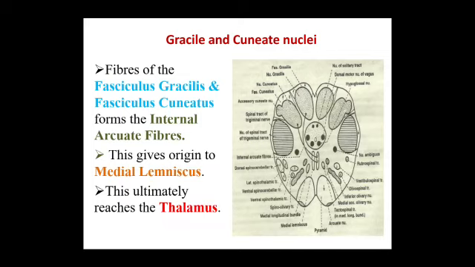The main feature you can see in the closed part is the gracile and cuneate nuclei. The fibers of the fasciculus gracilis and cuneatus, at the level of sensory decussation, you can see the internal arcuate fibers. This gives rise to the medial lemniscus, which ultimately reaches the thalamus.